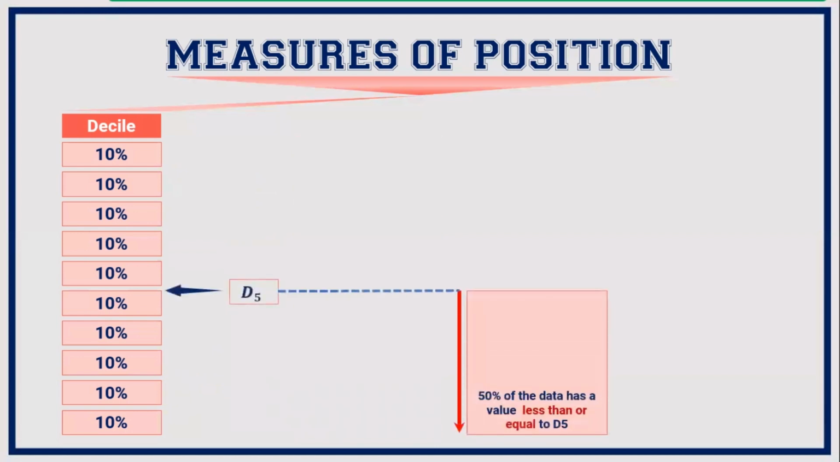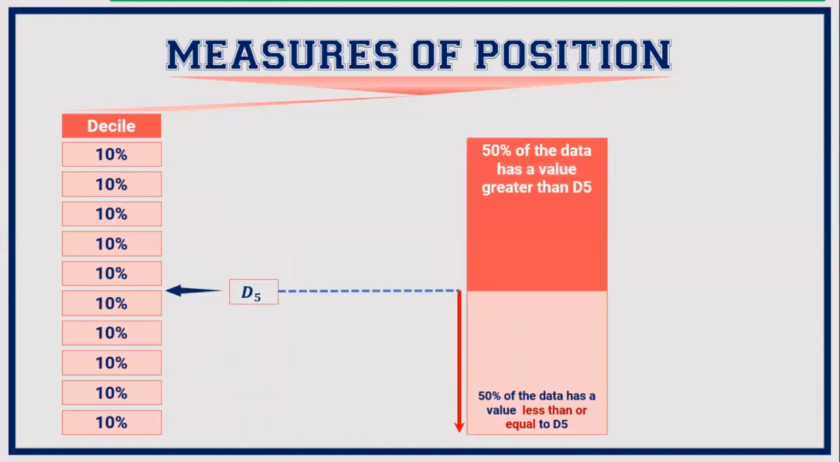Next, say we have decile 5. So that's 50% of the data has a value less than or equal to the decile 5. 50% of the data has a value greater than the decile 5 because it's half.